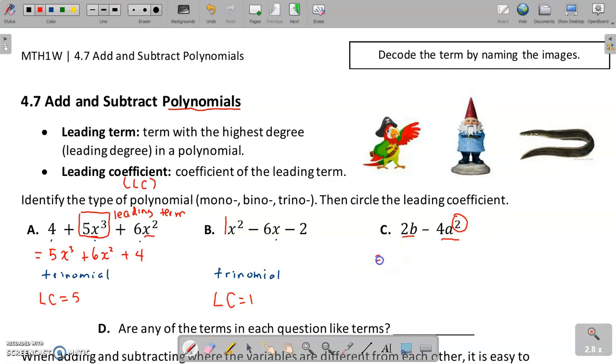So we would rewrite this then as negative 4a squared plus 2b, where the leading coefficient is, that's right, negative 4. And is it a monomial, binomial, or trinomial? That's right. It's a binomial because there are 2 terms.